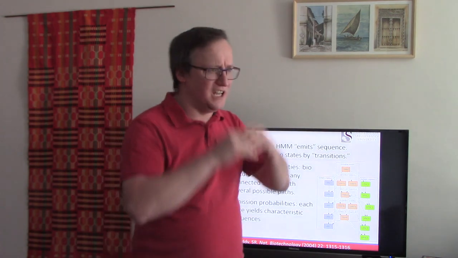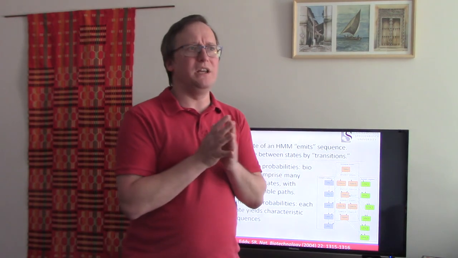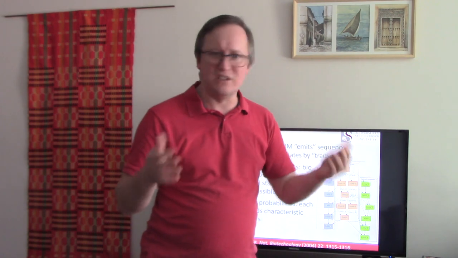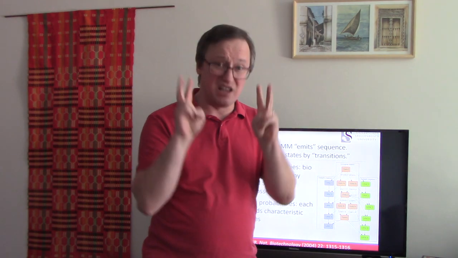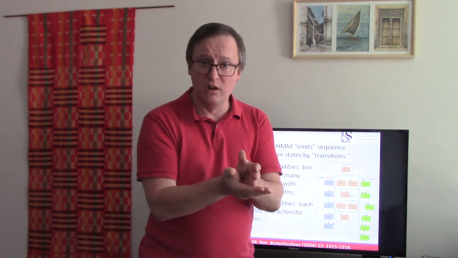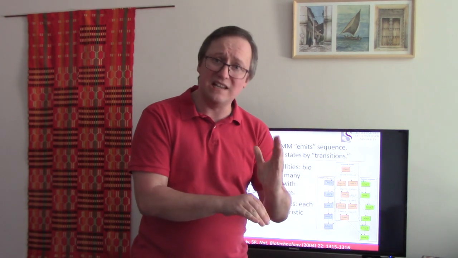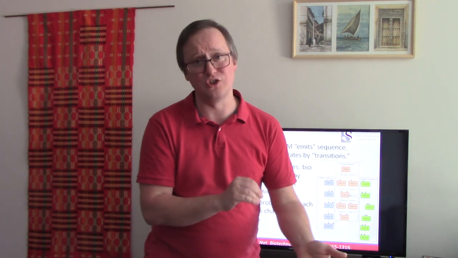So if you are in an intergenic region, it might be that A, C, G, and T have very equal probabilities of being emitted to the sequence. But when you look at the sequence that is emitted by a promoter, it's very, very much more likely that it will output T and A letters than it will output C's and G's.